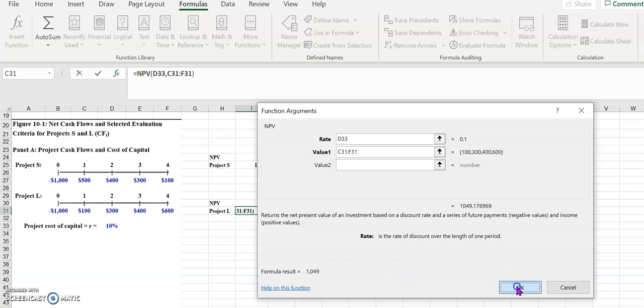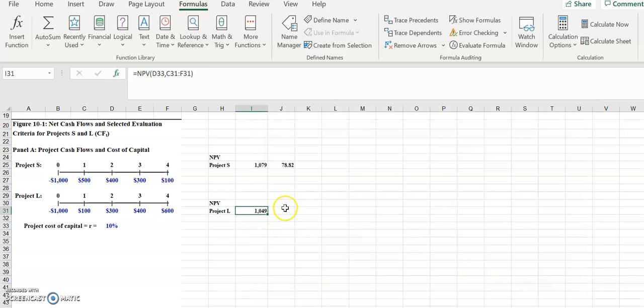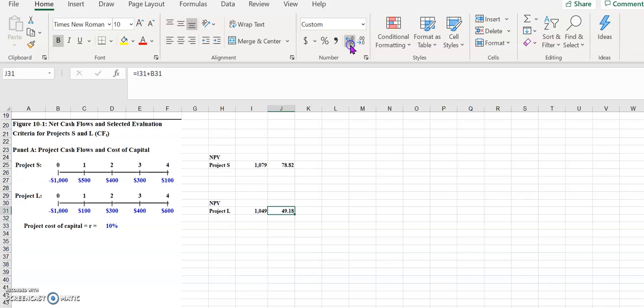So say OK. To find out the NPV, we need to ensure that we adjust for the initial cash outlay of the $1,000, which gives us an NPV of 49.18. Here again, it is a positive NPV. So positive NPVs are generally favorable. They indicate good projects which bring in cash and which can be accepted.